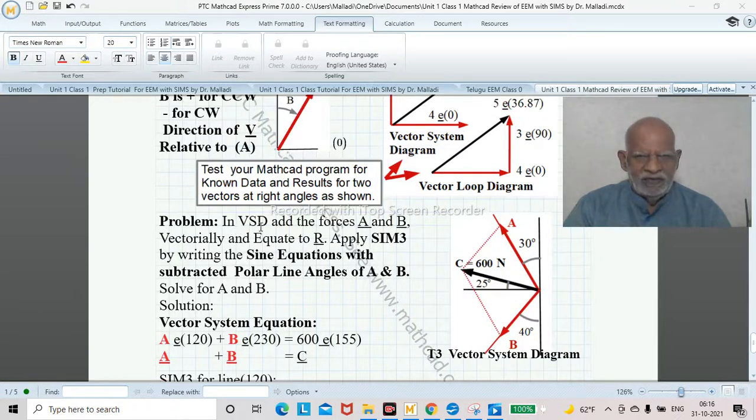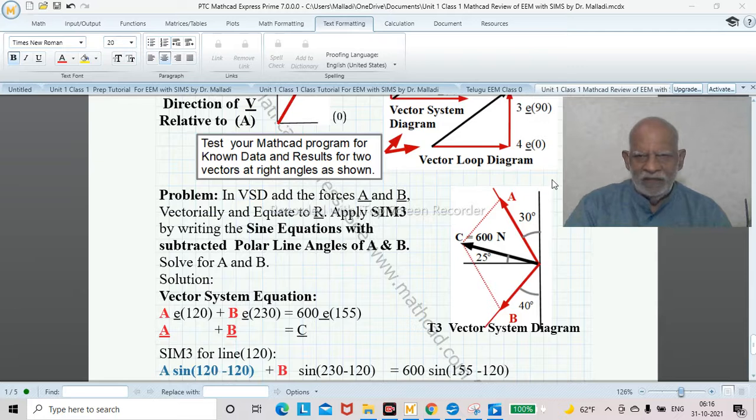In VSD, vector system diagram, add the force vectors A and B vectorially and equate to R. It's telling the procedure: apply sine 3 by writing the sine equations with subtracted polar line angles of A and B. You have to simply execute this. Solve for A and B. Solution. And this is the diagram. I have done this diagram in OpenOffice separately, copied it and pasted it here.